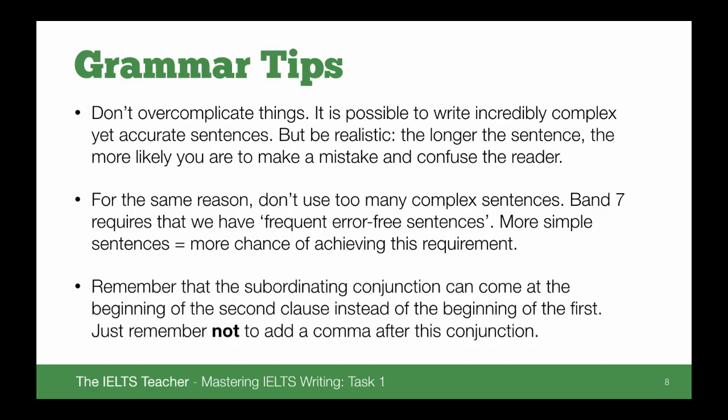And finally, remember that the subordinating conjunction can come at the beginning of the second clause instead of the beginning of the first. But just remember that in this order, we do not add a comma after the conjunction.